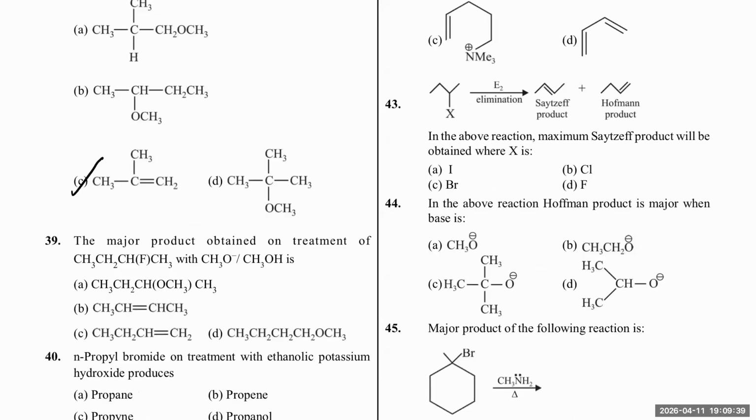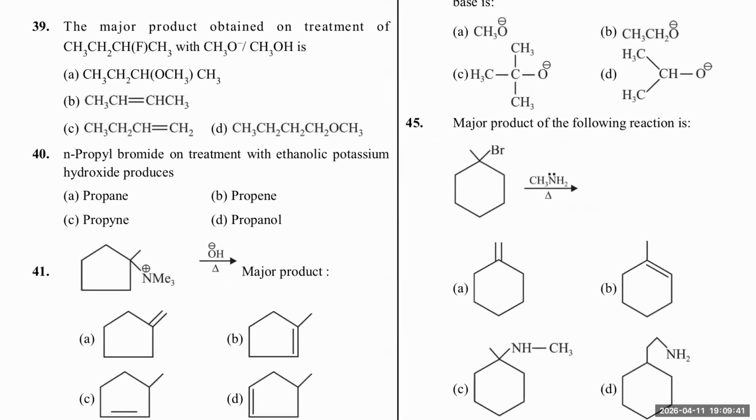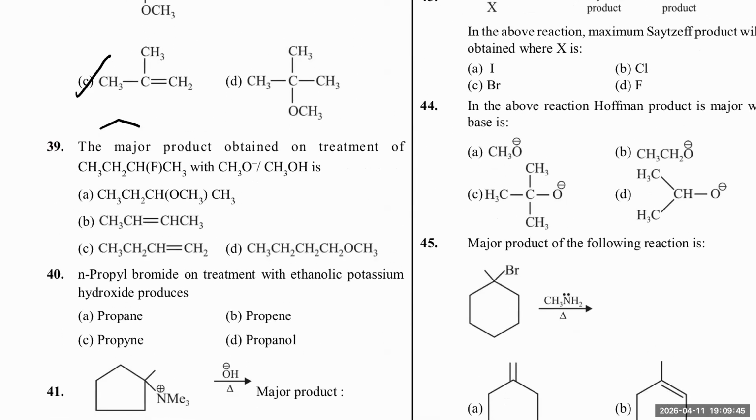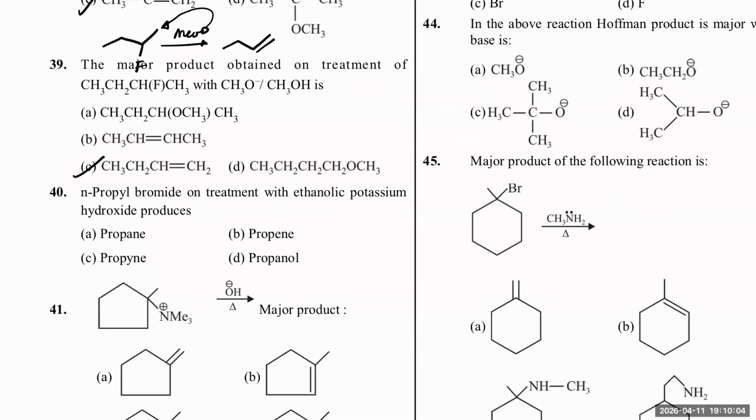C. Next, the major product obtained on treatment of this one. Check out 37: you have fluorine here and then you are reacting that with MeO minus. You know that fluoride will give a Hoffman product because it's a weak leaving group. So methoxide will take H plus from here and you will get a double bond here. So what is the product? Major product is C.